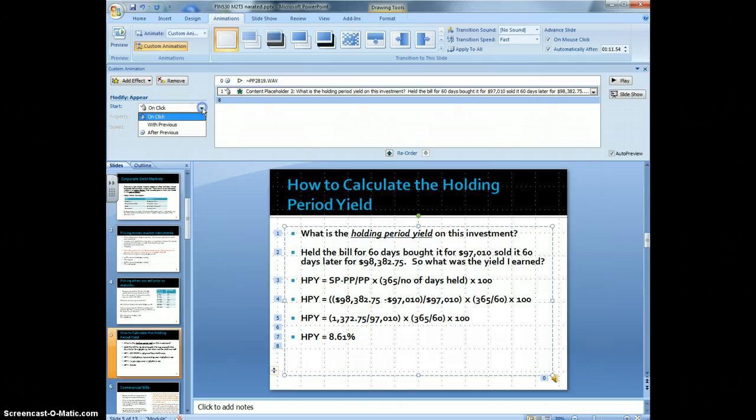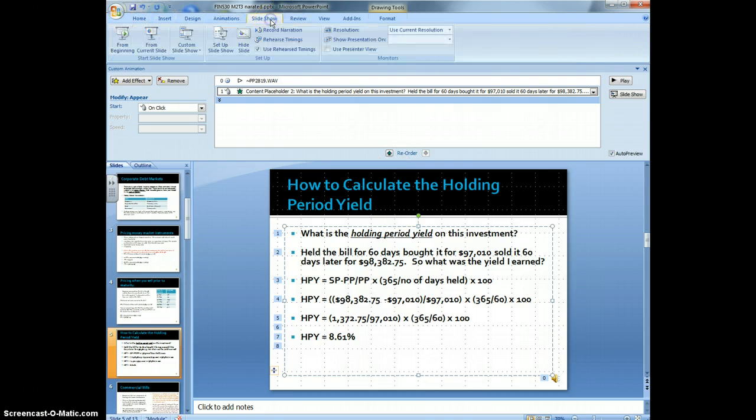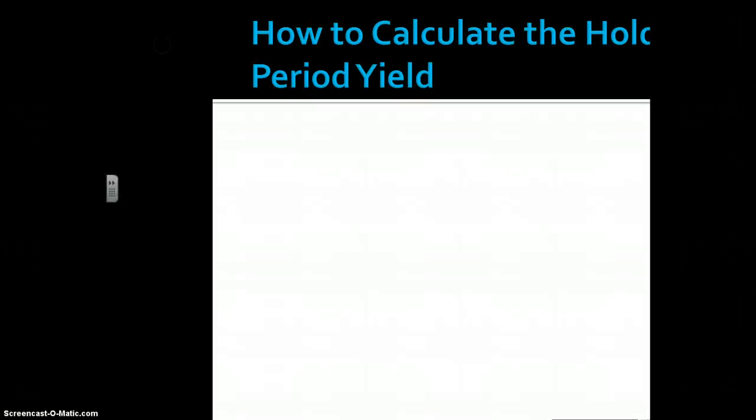It says start on click, which I think is good. That way the words won't come up until you click your mouse or your space bar or your arrow key. And you can see here these numbers show that each bullet point is coming up in that order. You can play around with it here if you need to reorder or anything, but for now we're just going to keep it simple. So to see if that looks right, I'm going to go back to slideshow from current slide.